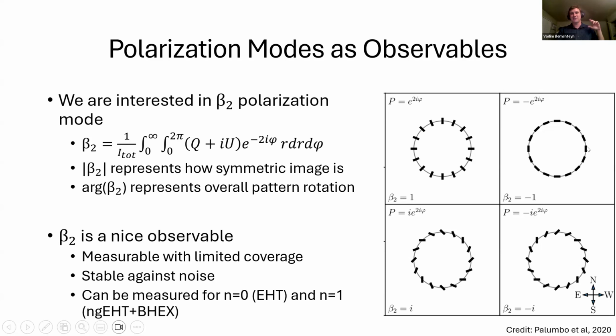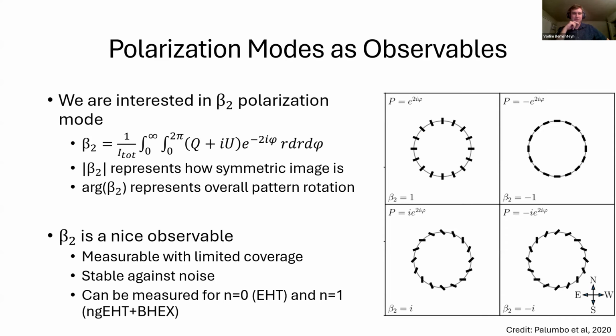And here on the right, you can see 4 different cases for the magnetic field, for the EVPA, where the magnitude of beta-2 is 1, but the argument is different because the EVPA are rotated. And the reason why beta-2 modes are interesting to look at, well, they're nice observables. We can measure them using the EHT setup.